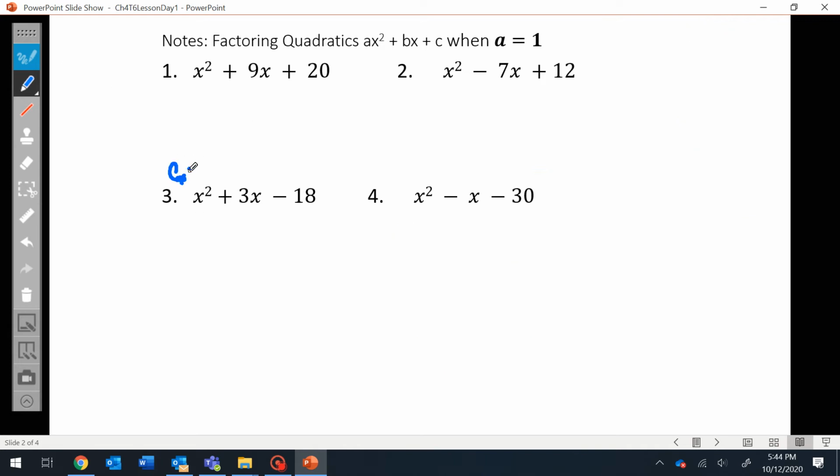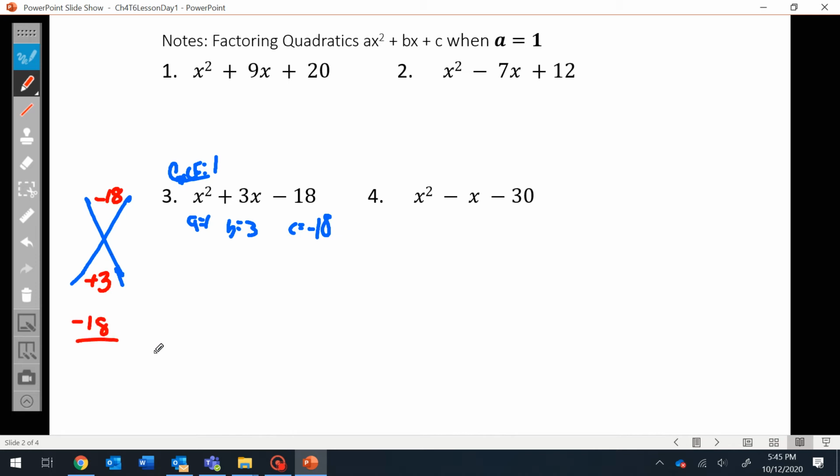Number 3, check the GCF. GCF is 1. Is it in standard form? It's in standard form. So let's go to the cross. A is 1, B is 3, C is -18. Up top is A times C, so 1 times -18, so I got -18 up here. And the bottom is B, so this is positive 3. So I'm looking for two numbers that multiply to -18 and add to positive 3.